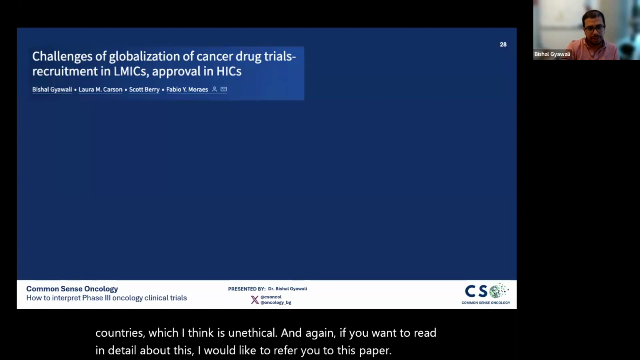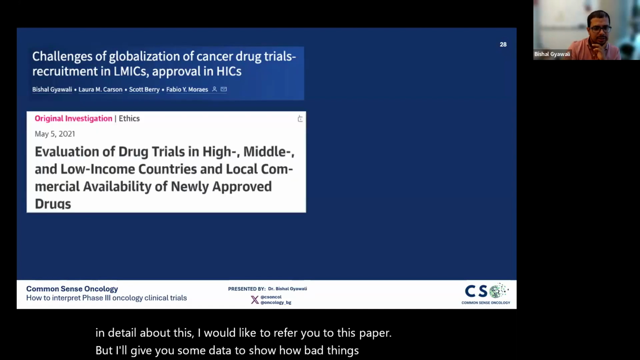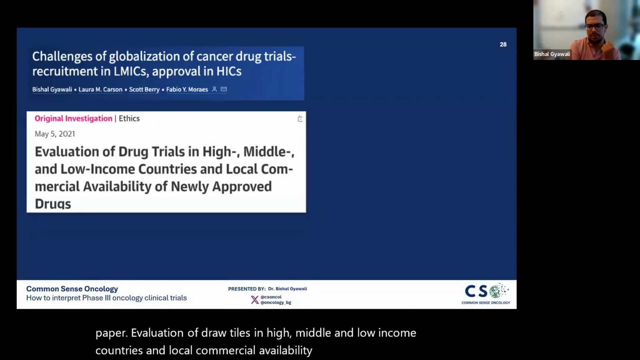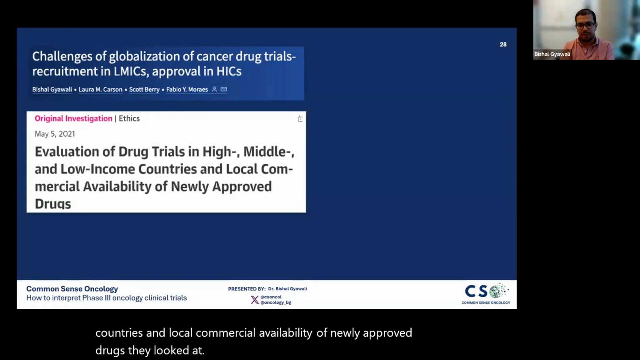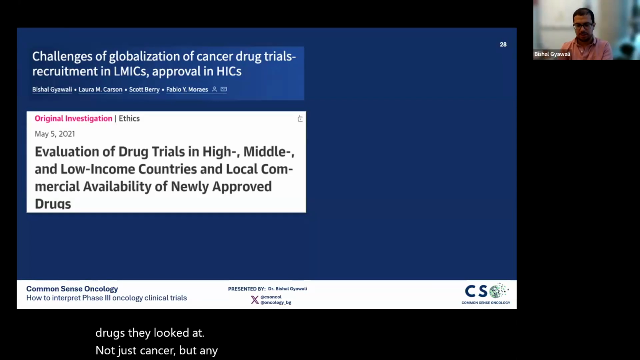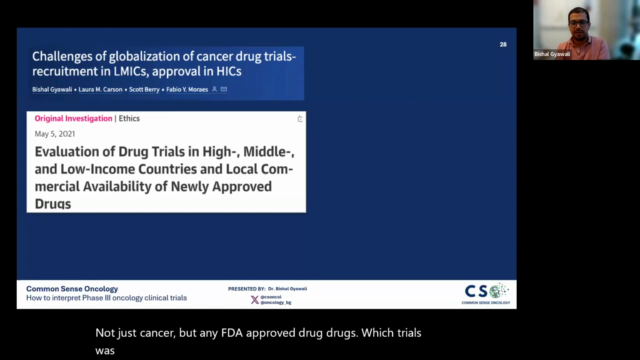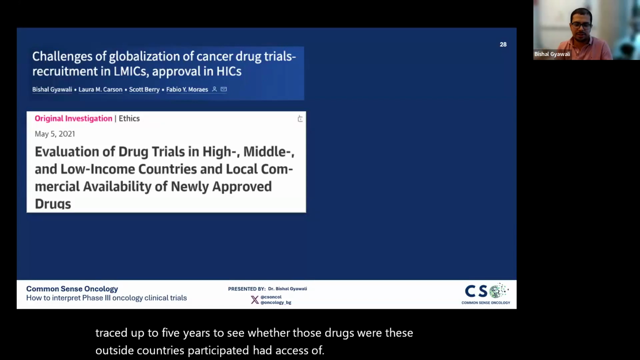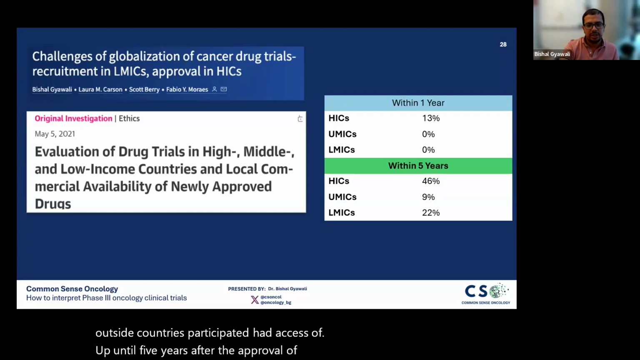But I'll give you some data to show how bad things are. In this paper, Evaluation of Drug Trials in High, Middle, and Low-Income Countries and Local Commercial Availability of Newly Approved Drugs, they looked at not just cancer, but any FDA-approved drugs whose trials were conducted globally, including outside of USA. And then they traced up to 5 years to see whether those countries that participated had access up until 5 years after the approval of the drug in the US. And this is what they found.